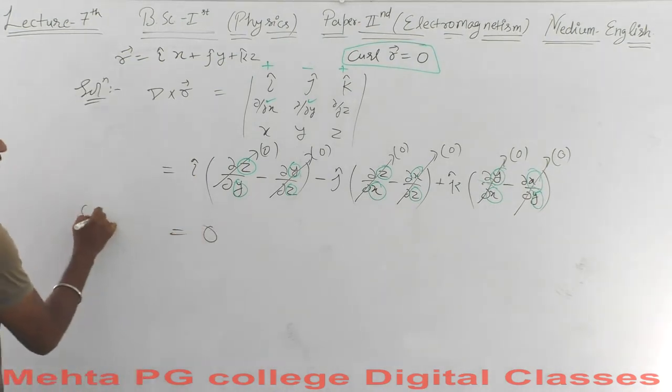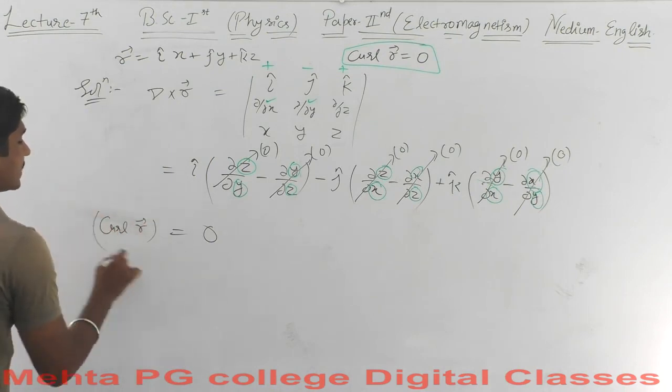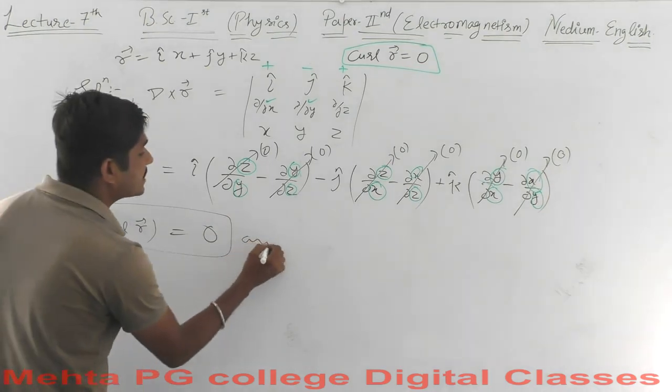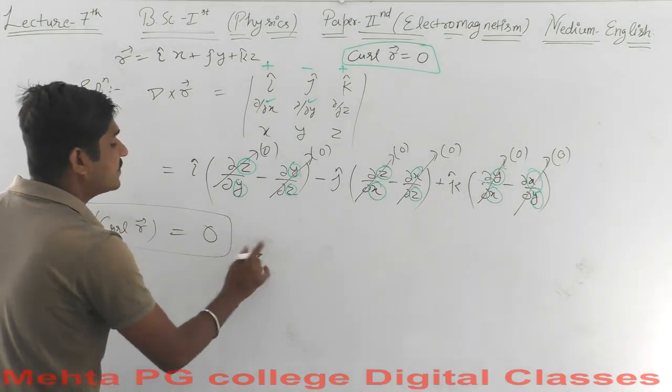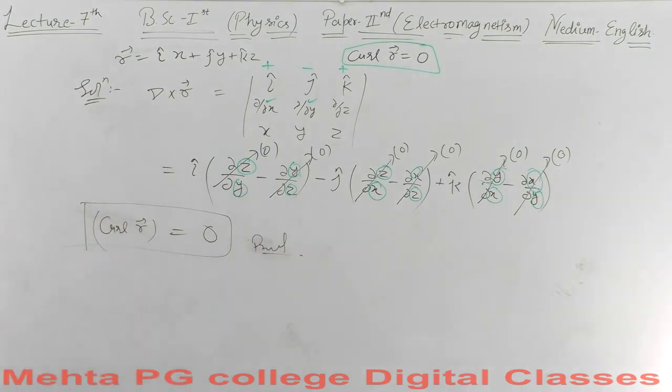So curl of position vector r is equal to 0. This is what we were supposed to prove. I hope we are done with this example. This is proved here. You can take a screenshot for your reference, and then we will proceed further.